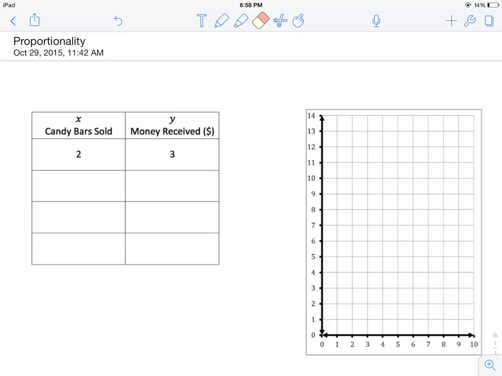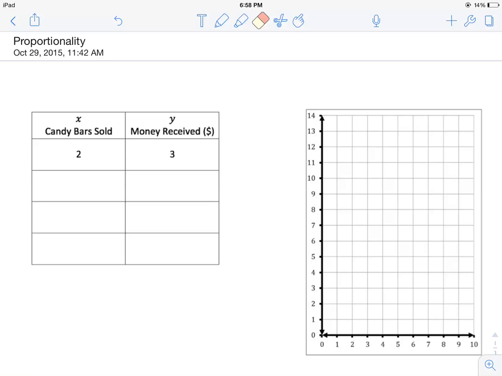Hey everybody, let's talk about proportionality. I want to try and review all the things that we've talked about this week and use this as a way for you to study. So let's take a look at our first table here. And let's say that in the story, somebody's selling candy bars and somebody's earning money for selling those candy bars.